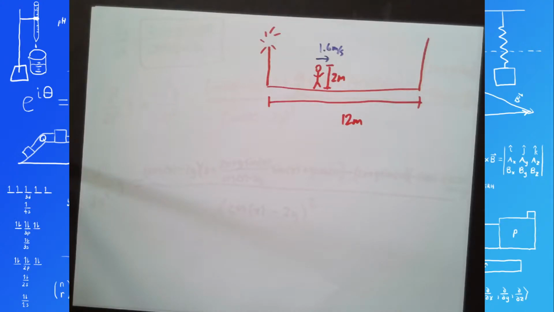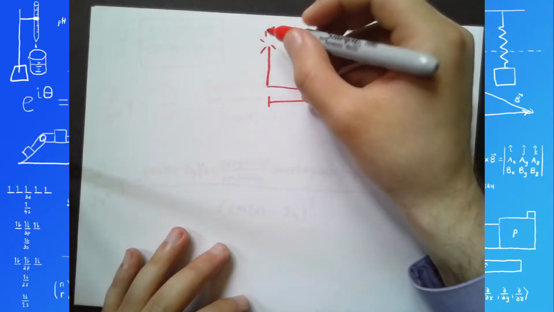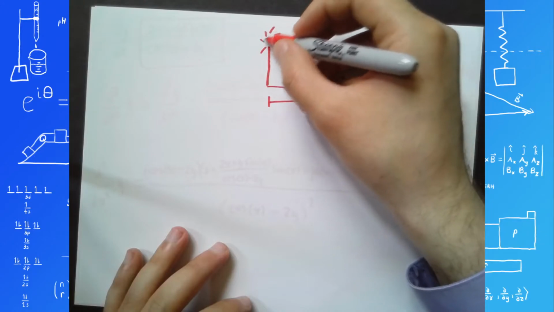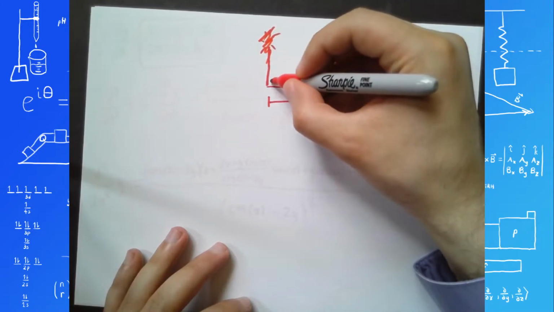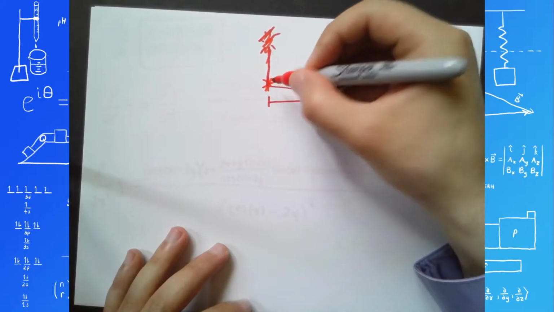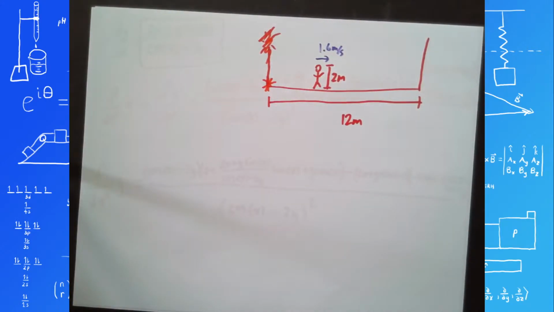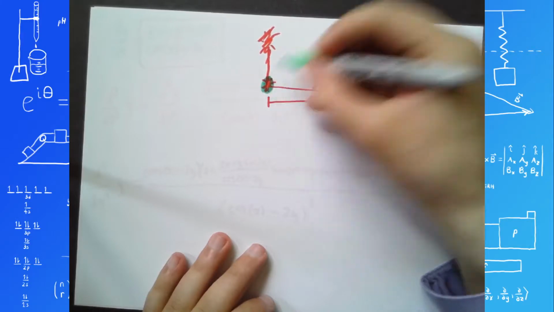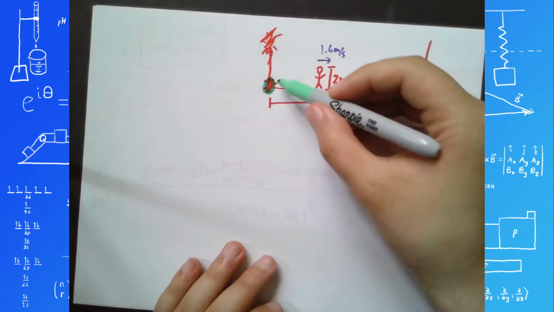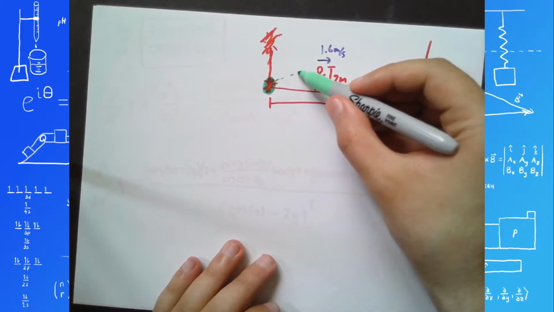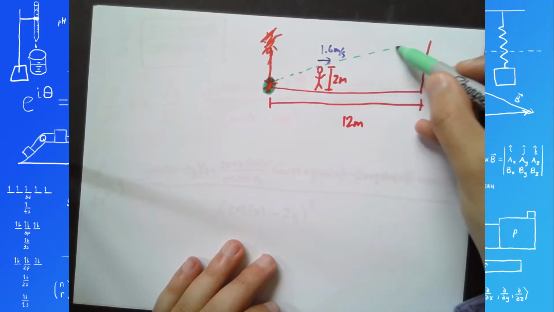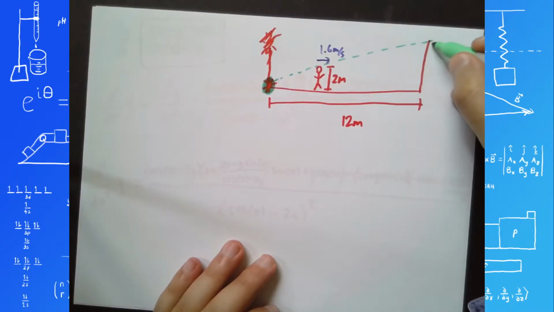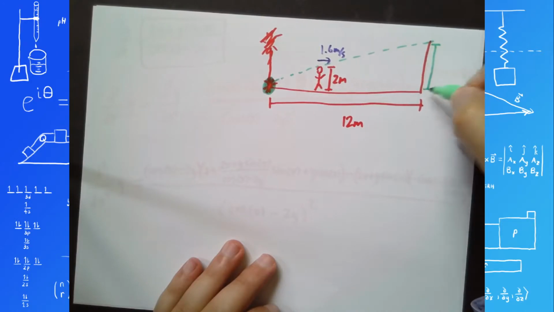Oh, wait, I misread. The spotlight is on the ground. Well, I didn't misread, I misinterpreted. So the spotlight isn't a lamp post. The light is shining from here. Hold on, let me do that in a different color. Okay, so that's where our spotlight is. Okay, that makes sense. And then, so it looks like, yeah, that would be the length of the shadow.